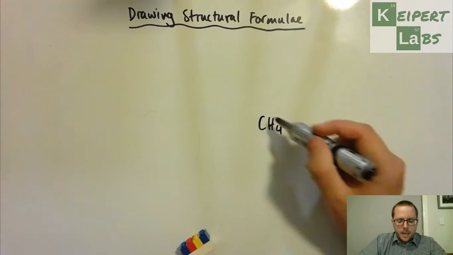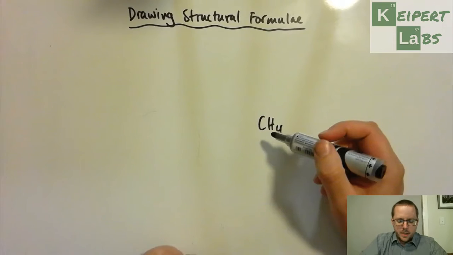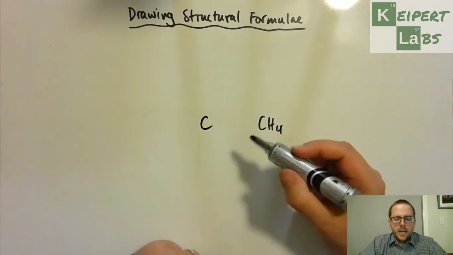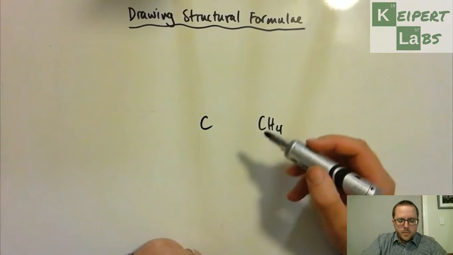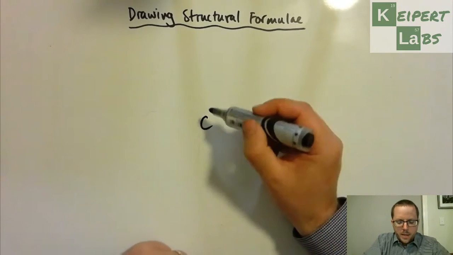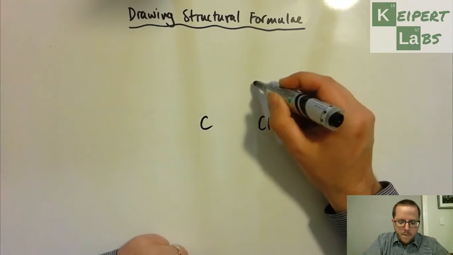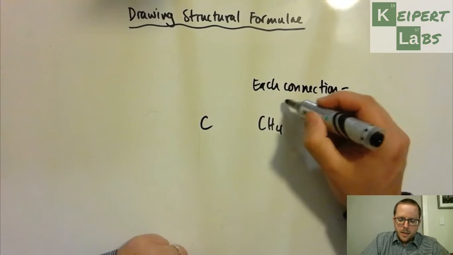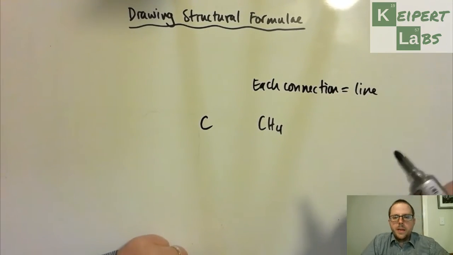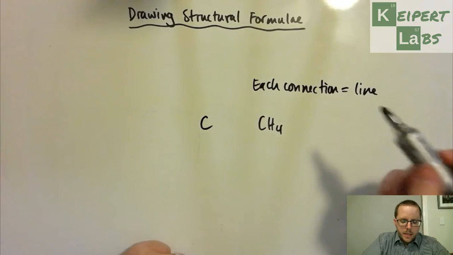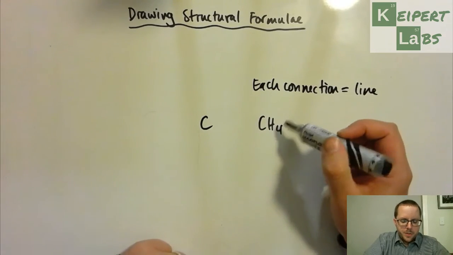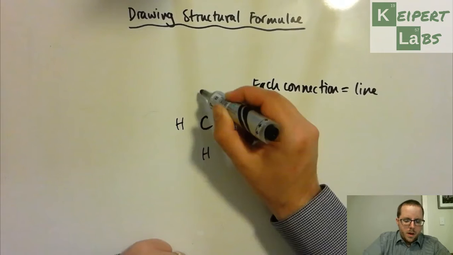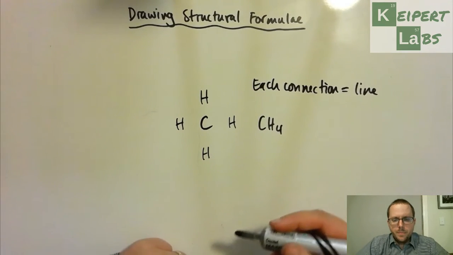We can write a formula like this, and that gives us some information, but let's actually say, all right, I'm going to draw connections between atoms. So we can say each connection equals a line between atoms. So we have a carbon and we have 4 hydrogens. So how about I do this? I've got 4 hydrogens around that atom.